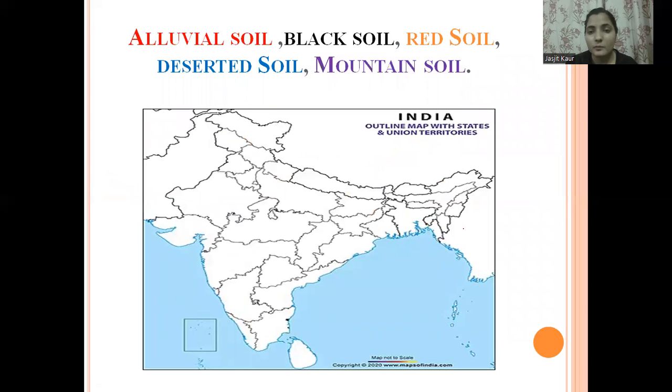And then here is one activity for you. You can take a screenshot of this, and you have to identify the states which have alluvial soil, black soil, red soil, desert soil, and lastly mountain soil. You have to identify the states in which these different types of soil are found, and you can write your answers in the comment section, and I will be checking whether you have responded correctly or not.